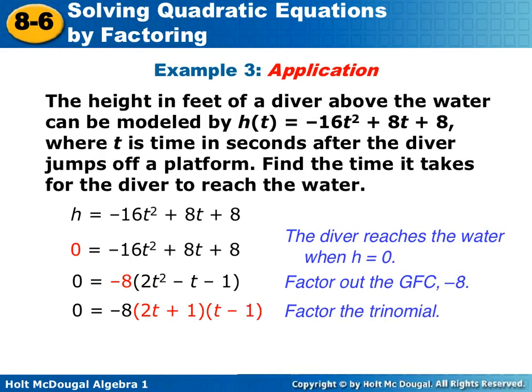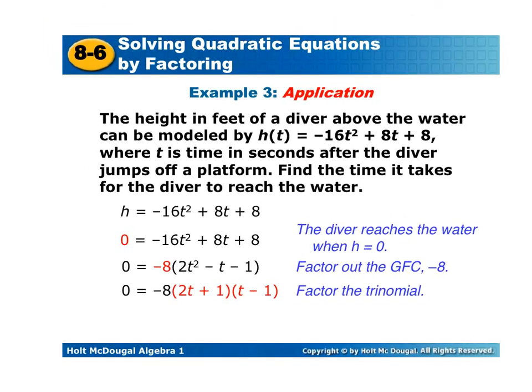Here is a word problem. Again, these word problems, or this lesson, are good standardized test questions, good SAT questions. There's a whole section on the SAT called the Heart of Algebra, and all of this is in it. So here it says, the height in feet of a diver above the water can be modeled by this quadratic function, where t is the time in seconds after the diver jumps off the platform. It wants us to find the time it takes for the diver to reach the water. So when it reaches the water, that's going to be our 0.